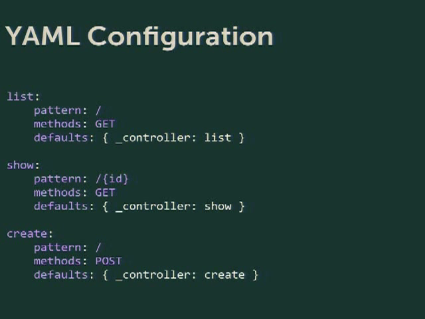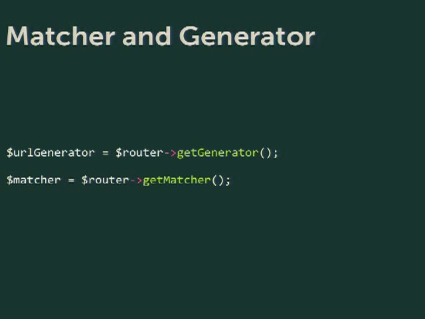You can even tie routes to different HTTP methods. So even if we have two routes with the same pattern, like here, the one will be called for GET requests, and the other will be called for POST requests. And then from your single all-in-one router object, you can get at generators and matchers without creating them yourself. So you can use them out of the box as well.